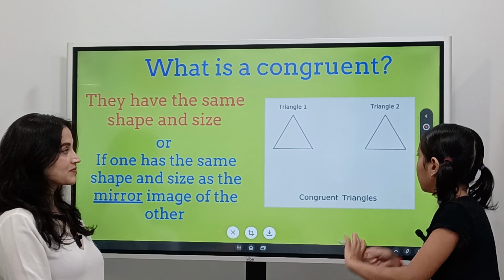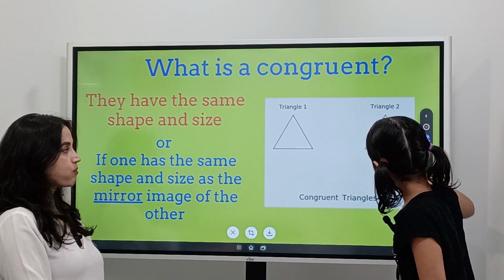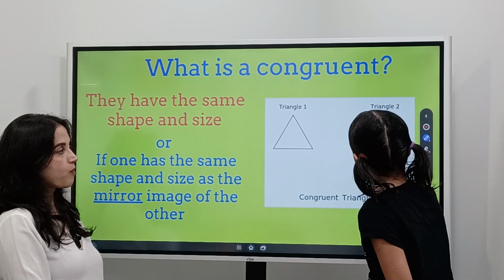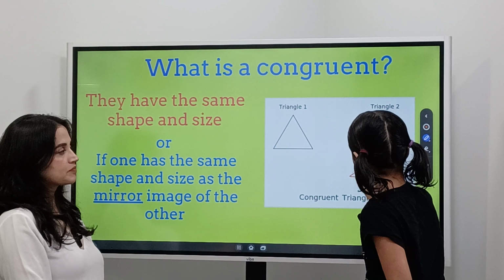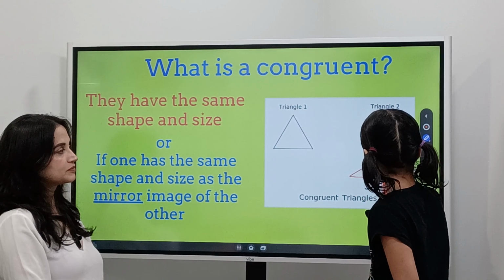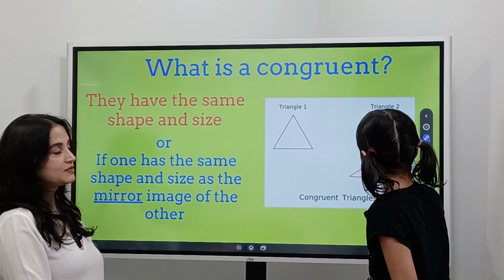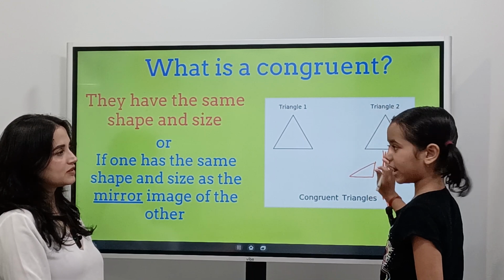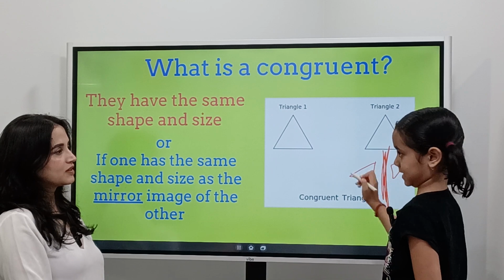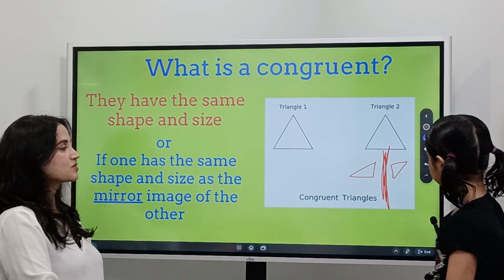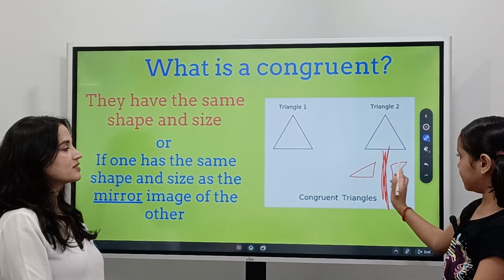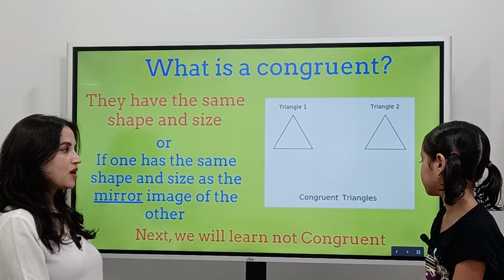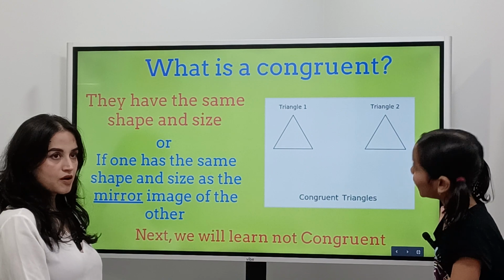Actually, I could draw it. I'll show you. So pretend this line is the mirror, okay? And then the one triangle is like this. Another triangle is on the other side. So they're congruent. Can you move a little bit back so they can see? Okay. So next we will learn about not congruent.